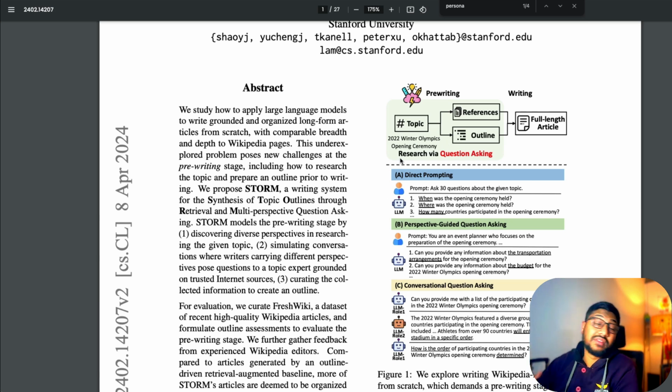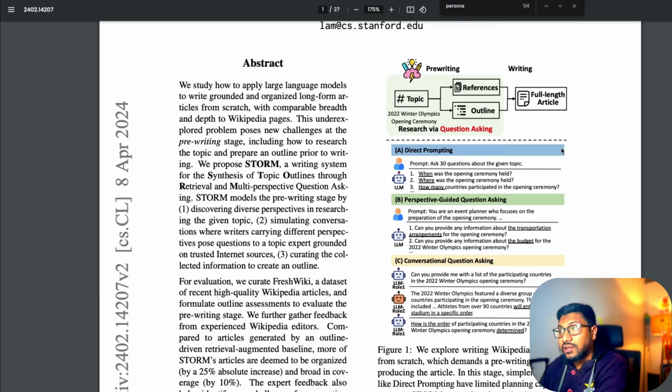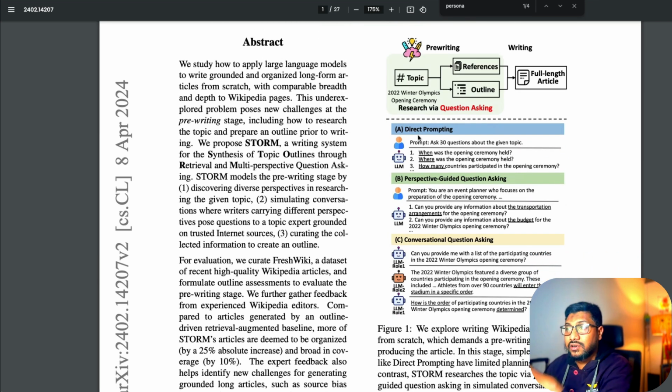And they got inspired from how high school or university teachers would guide their students. So they're not going to help the students exactly write the essay, but they would play a tremendous role in designing the outline. And that is what they're doing. So in the pre-writing stage, they're going to ask different questions and create the outline. And then they're also going to use the LLM and the research content and everything to finally write the full length article.